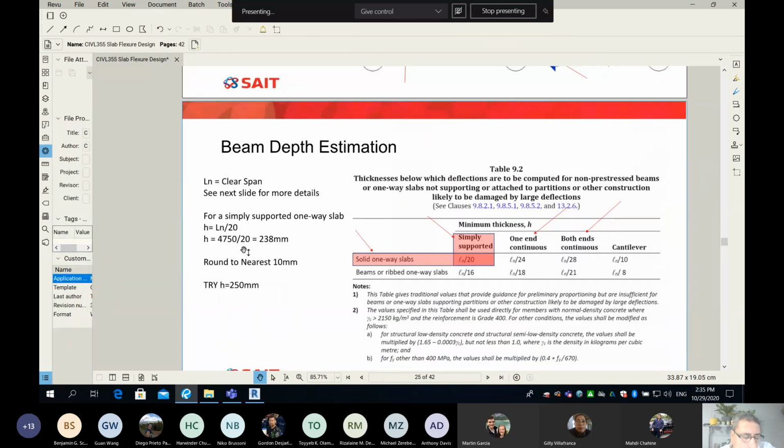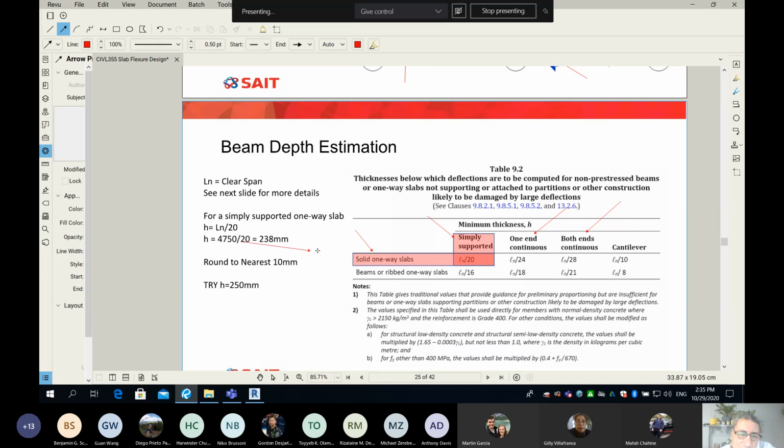4750 by 20. Why 20? It's from there. Look at this, please. It is from there, from the table. So 4750 divided by 20, it means the minimum thickness of this one-way slab is 238 millimeters.